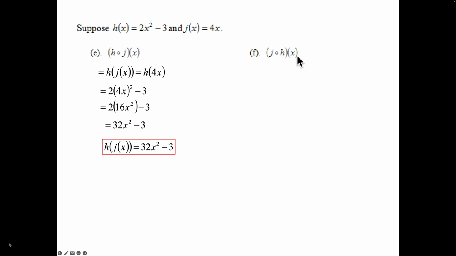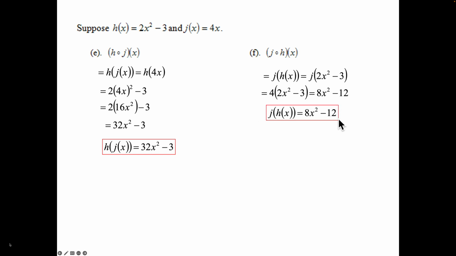J of h of x, now we're going to take the h function, that's the inner function, 2x squared minus 3, put that in for the x of the j function. So 4 times the 2x squared minus 3, we'll do a distributive property. 4 times 2x squared is 8x squared. 4 times minus 3 is minus 12. You are now done. There's nothing to combine. So we are done.